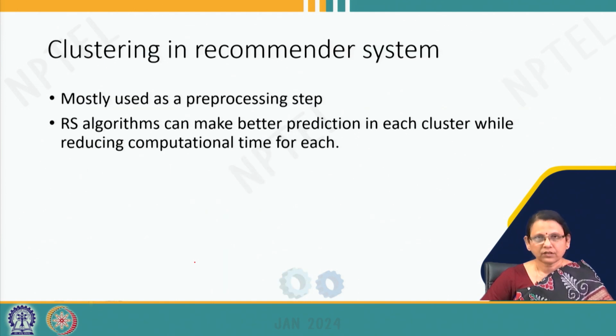Now, what is the role of this clustering in recommender systems? So, mostly in recommender systems this clustering is used as a pre-processing step. Where exactly will you be doing this pre-processing? See, when we are talking about recommender systems, the basic recommender system consists of 3 matrices. What are they? User matrix, item matrix and one preference matrix, the rating matrix. So, all these 3 matrices are large matrices.